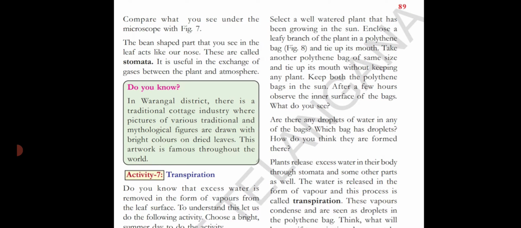Compare what you see under the microscope with figure 7. On comparing, we could notice the same thing. The bean-shaped part that you see in leaf acts like our nose. These are called stomata. It is useful in the exchange of gases between the plant and atmosphere.